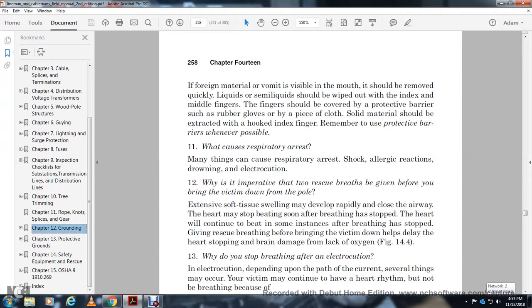Remember to use barriers. The main things that call for rescue breathing are respiratory arrest, shock, allergic reaction, drowning, or electrocution.